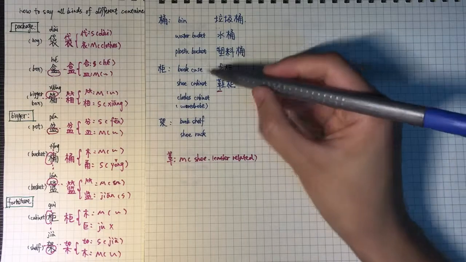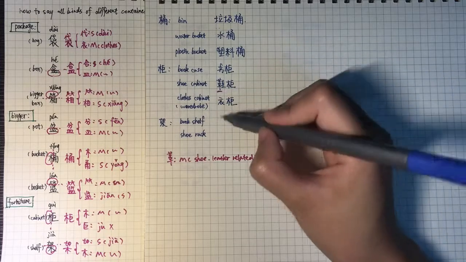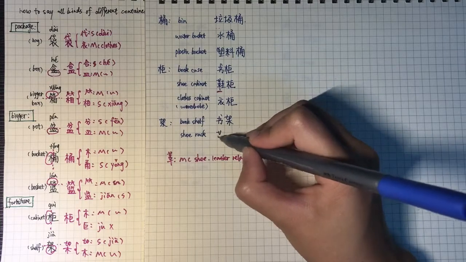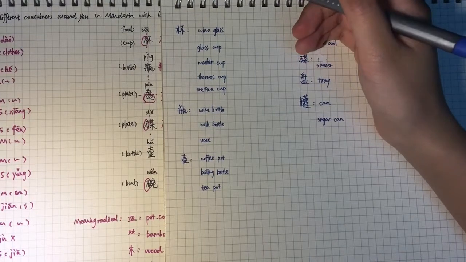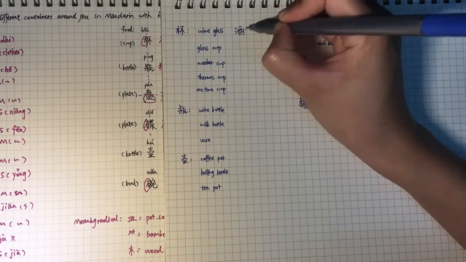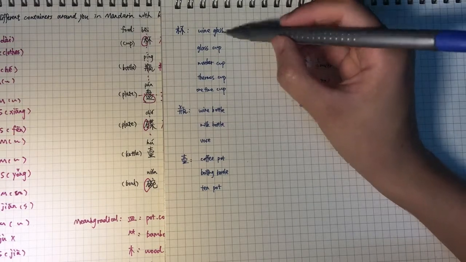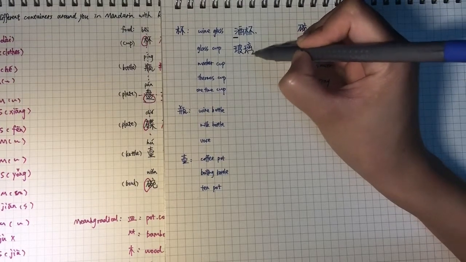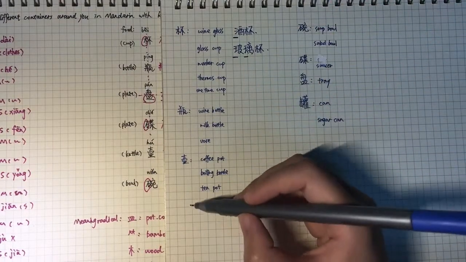And next one, clothes cabinet, 衣柜. Bookshelf, 书架. Shoe rack, 鞋架. Then we move on to food related containers. So 杯, wine glass, 酒杯. Remember here it's about water. Glass cup, 玻璃杯.